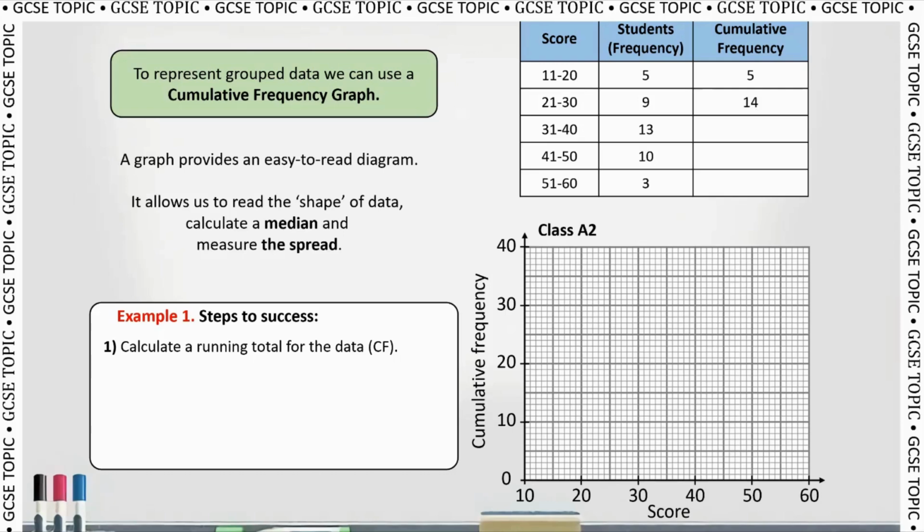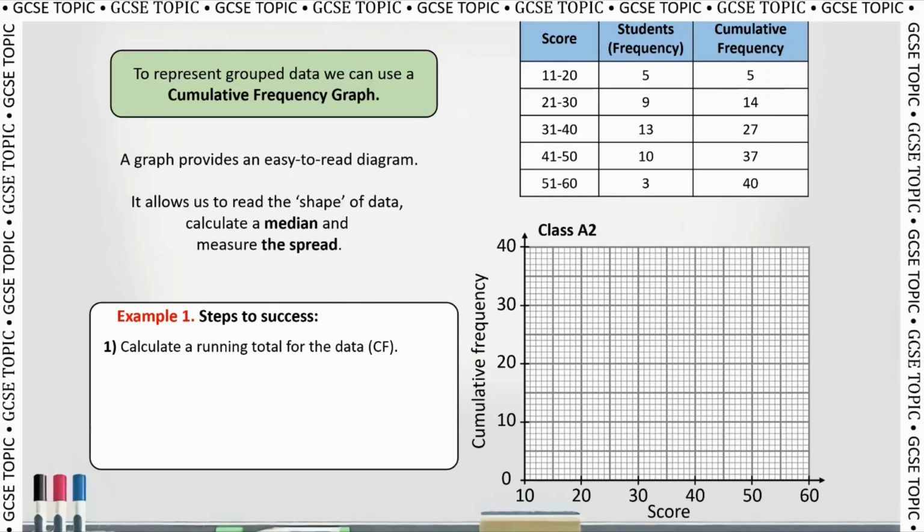We will then repeat this step by adding the next group's frequency for score 31 to 40 of 13 onto 14 to give us our cumulative frequency of 27. So the cumulative frequency for score 41 to 50 will be 27 plus 10, which is 37. And finally, the last cumulative frequency for scores 51 to 60 will be 37 plus 3, which is 40. So what does this tell us? This tells us there is a total of 40 students in our data.